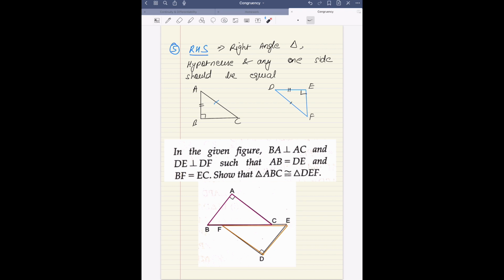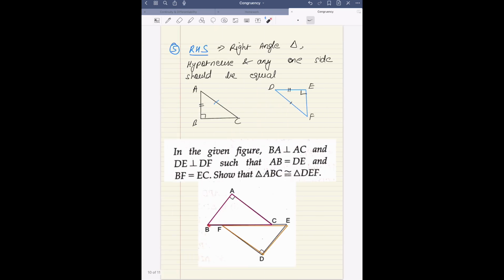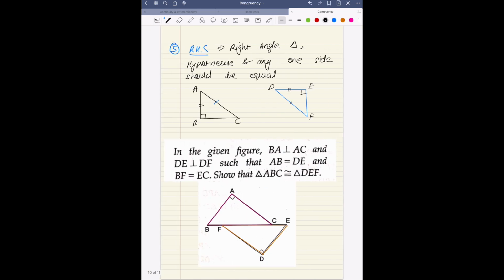We need to prove it first. How will we prove it? We don't have any condition, so let's try to use BF is equal to EC, which is given. Let's see, can we write BC? BC can be written as, what is BC? BC is nothing but BF plus FC, right? Let's call it equation 1.